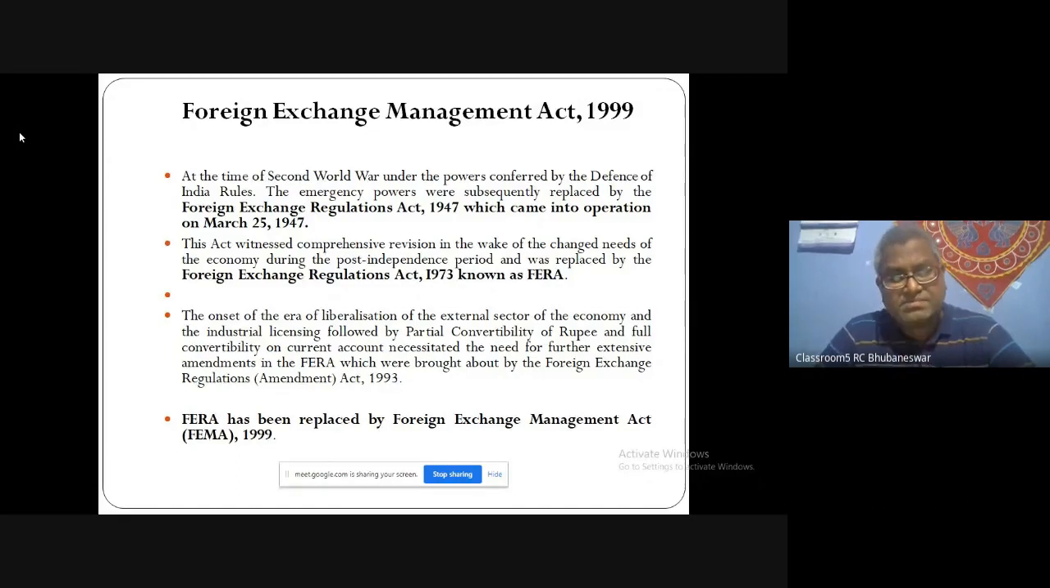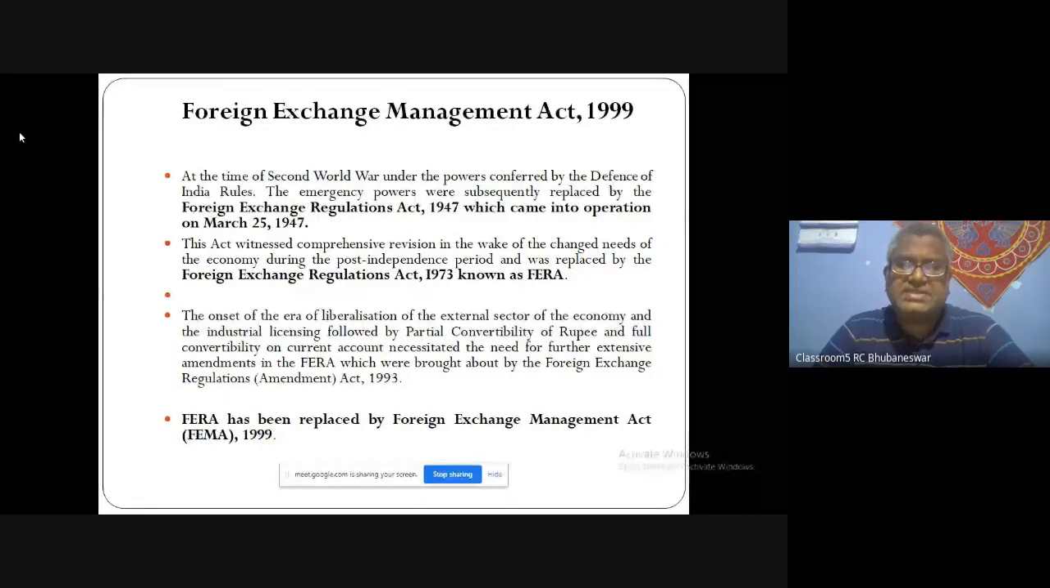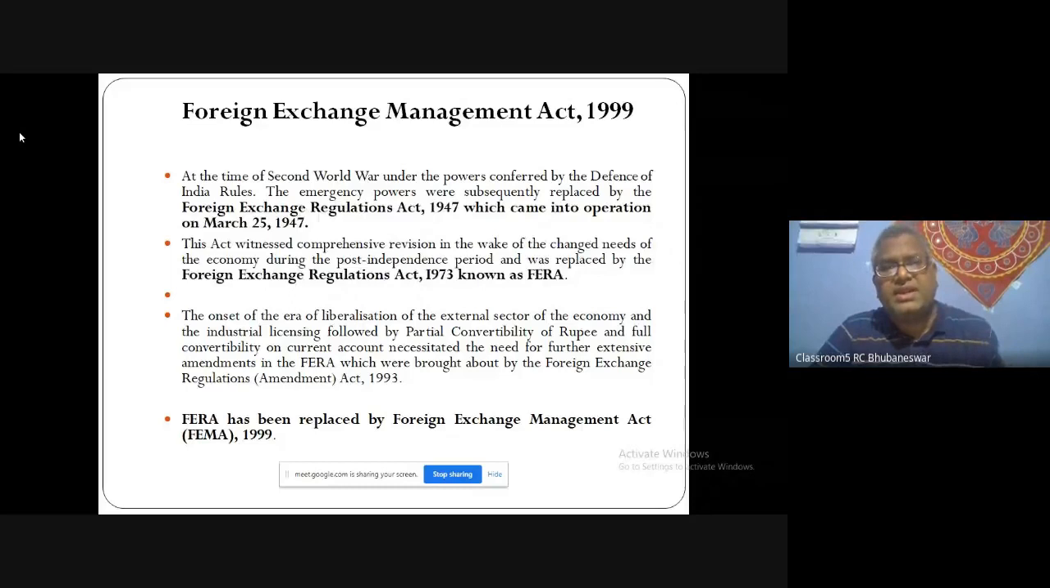But finally, FERA, the Foreign Exchange Regulation Act, was replaced by a new act called FEMA, the Foreign Exchange Management Act. FERA means Foreign Exchange Regulation Act. It was changed in 1999 to FEMA, the Foreign Exchange Management Act, which replaced FERA, and that is the present scenario. We talk not about FERA, but only about FEMA, the Foreign Exchange Management Act.